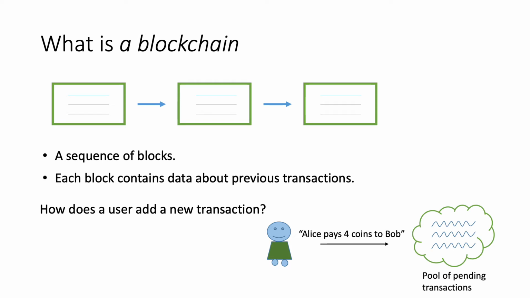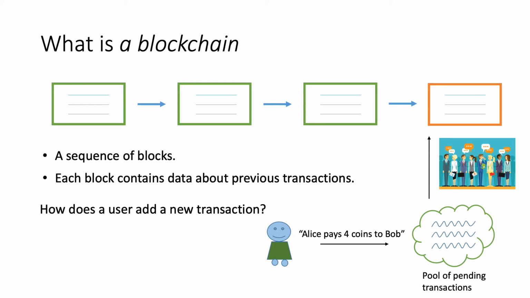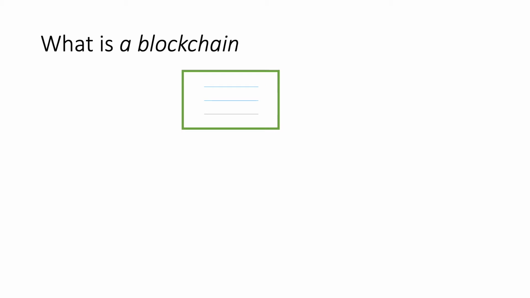And every once in a while, a new block is formed containing transactions from this pool. Now, this happens via some consensus mechanism involving the users in the network. And this new block that is formed is appended to the old sequence of blocks. Okay, so let's zoom into one of the blocks. A block contains a bunch of transactions.